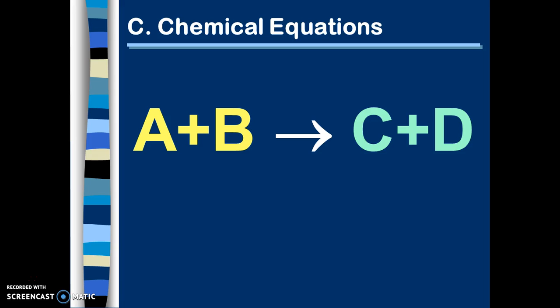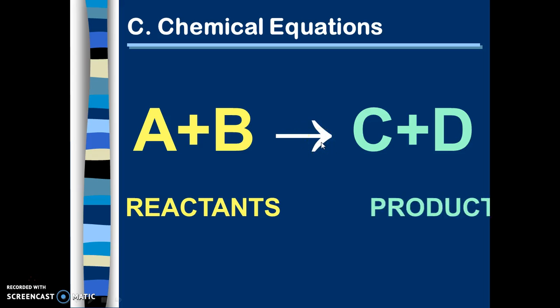A chemical equation is very similar to a math equation. We add 2 or more components together. We call these reactants because they're reacting with one another. But instead of an equal sign, we use an arrow. And the arrow points to the products. They point to the substances that are formed.